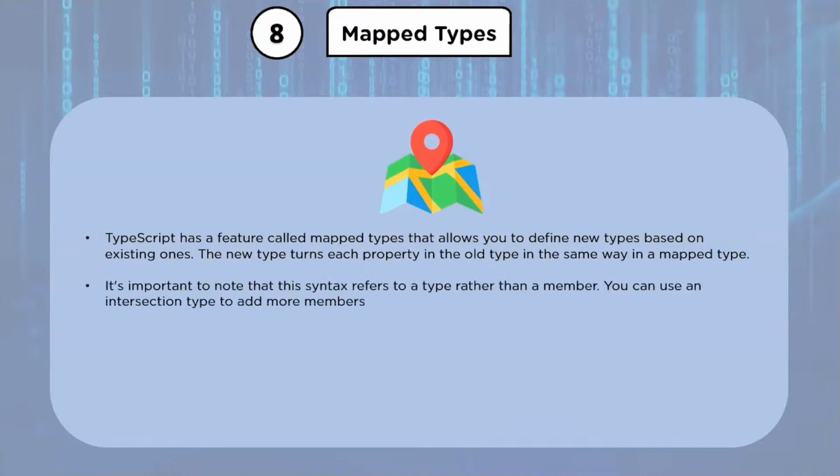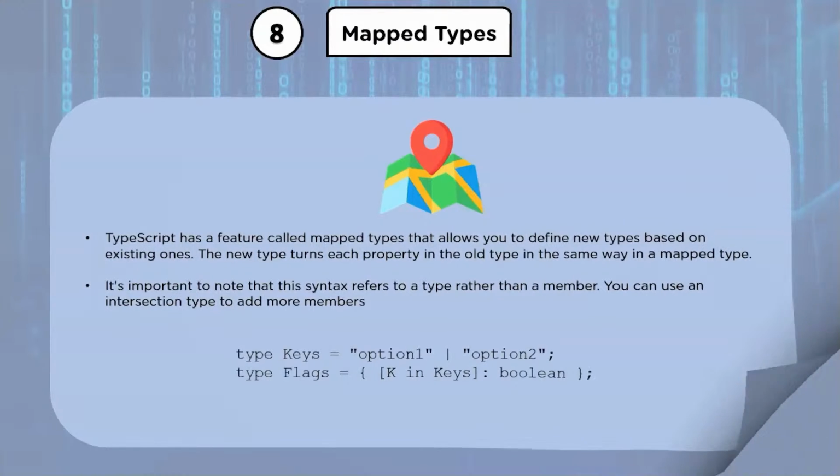It's important to note that this syntax refers to a type rather than a member. You can use an intersection type to add more members. This is the simplest mapped type and its parts. The syntax is similar to the index signature with a for...in in the middle. There are 3 sections in total. The type variable K is assigned to each property one by one. The literal union of strings, the names of the properties to iterate over, is stored in Keys. And third, the properties' type is the result.